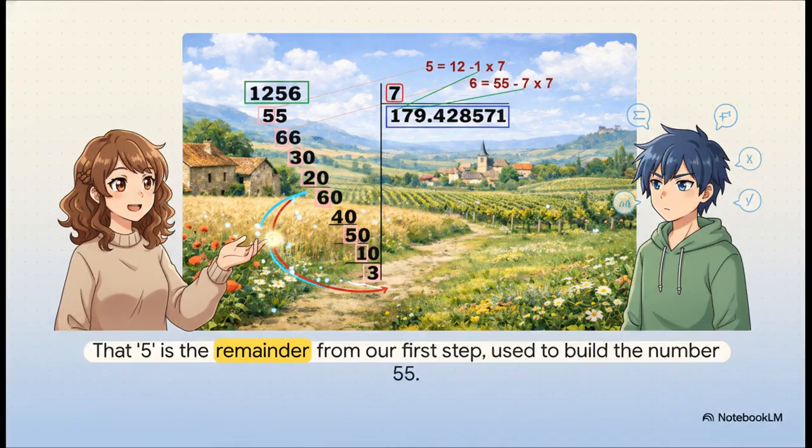Okay, let's connect the dots. Remember when we worked with 55? Where did that number come from? Well, look closer. The first 5 in 55, that's the remainder from our very first step, from 12 minus 7. See? This format doesn't just calculate the remainder and then make you remember it. It literally brings it down and makes it part of the next step. It's right there in plain sight.